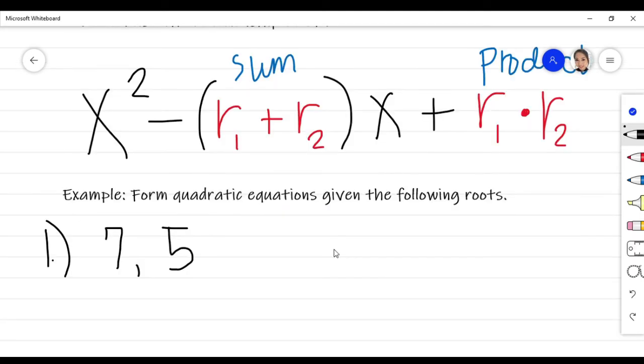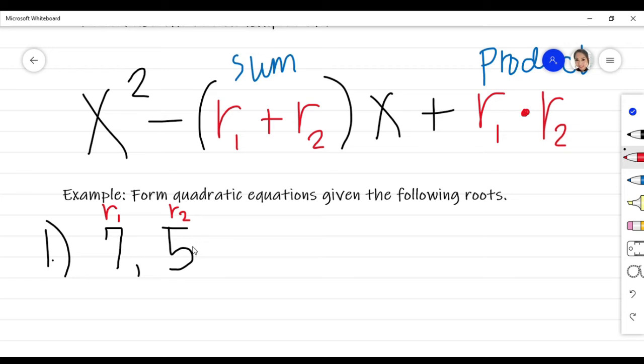So for example, form a quadratic equation given the following roots. We have here the first example. The roots here are 7 and 5. It's up to you which is your r sub 1 and which is your r sub 2. You can denote 7 as your r sub 1 and 5 as your r sub 2, or 5 could be your r sub 1 and 7 could be your r sub 2. It doesn't matter.